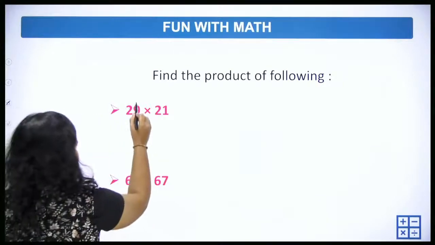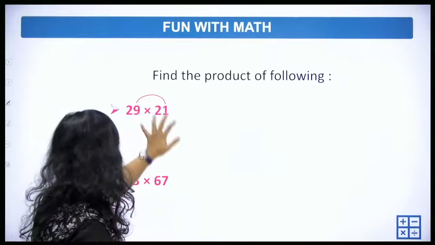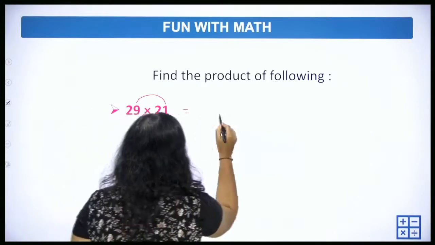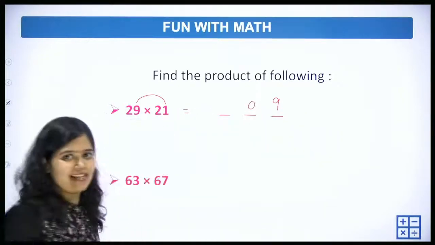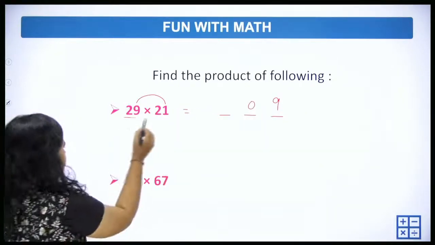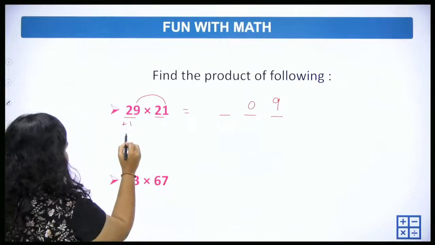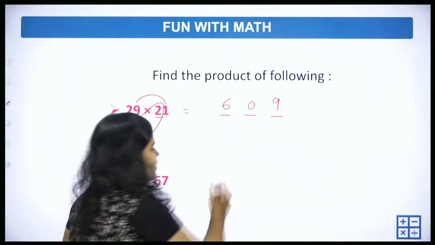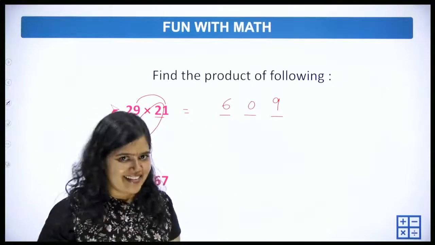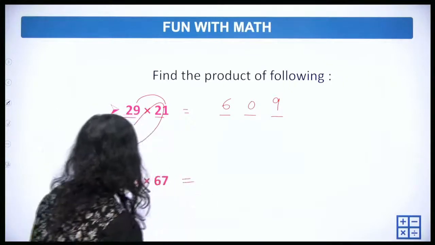So 9 into 1. Let's look at ones places first. 9 into 1. That is 9. So we'll put it as 0, 9. And we have 2 and 2. Whatever number you have, add 1 to it. So 3. 3 into 2 is 6. So this is going to be 6 not 9. Clear? Let's look at one more example.